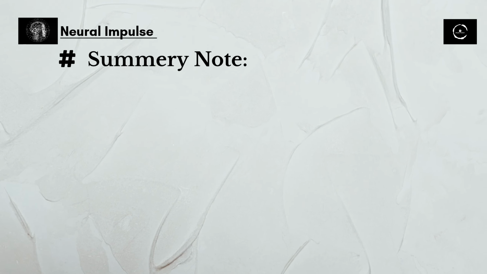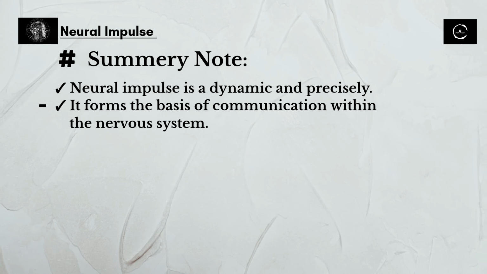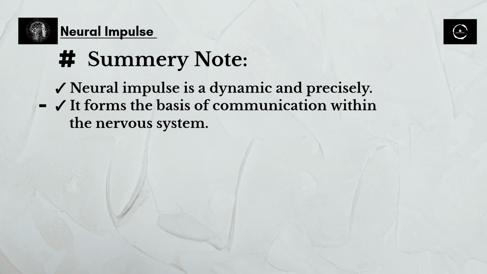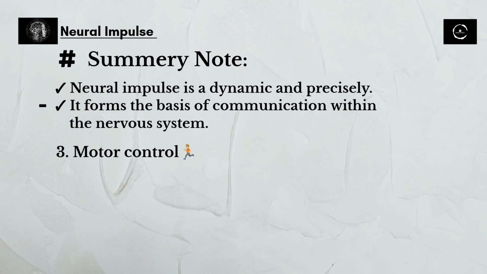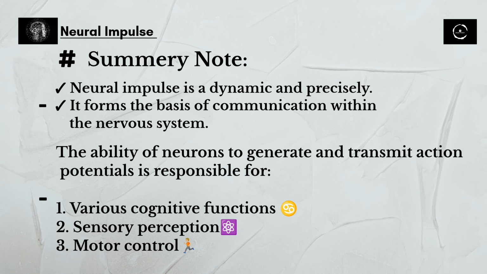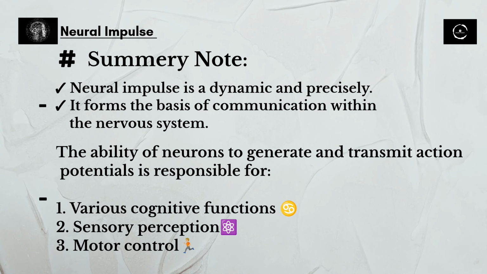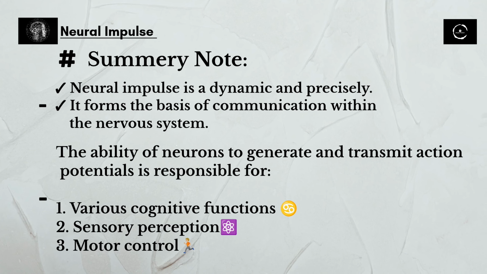The neural impulse is a dynamic and precisely regulated process that forms the basis of communication within the nervous system. The ability of neurons to generate and transmit action potentials is responsible for various cognitive functions, sensory perception, and motor control.